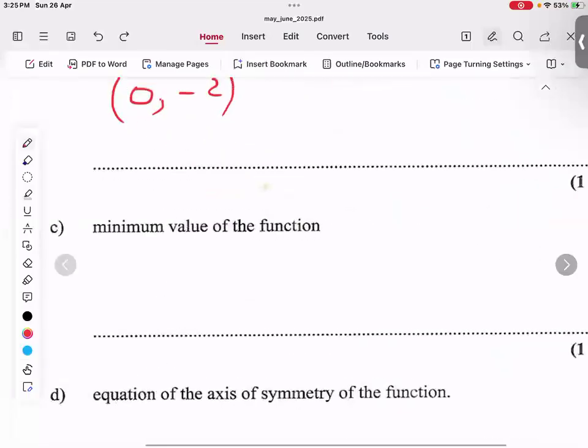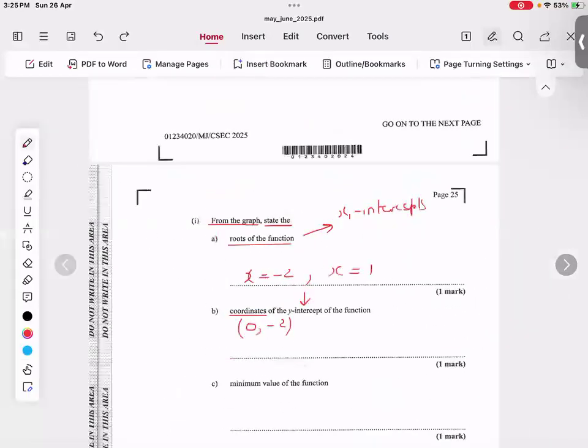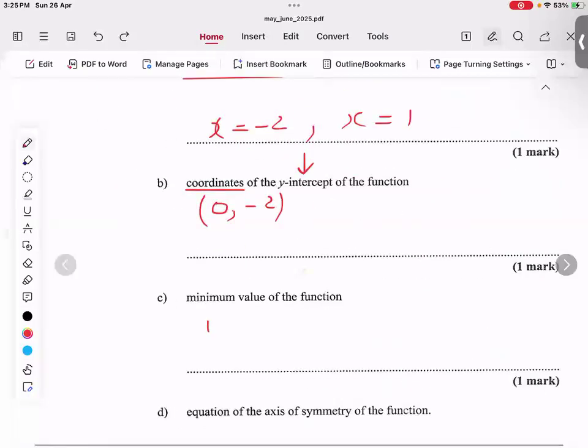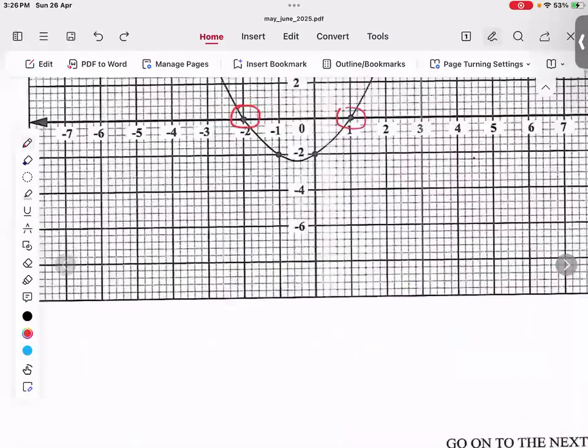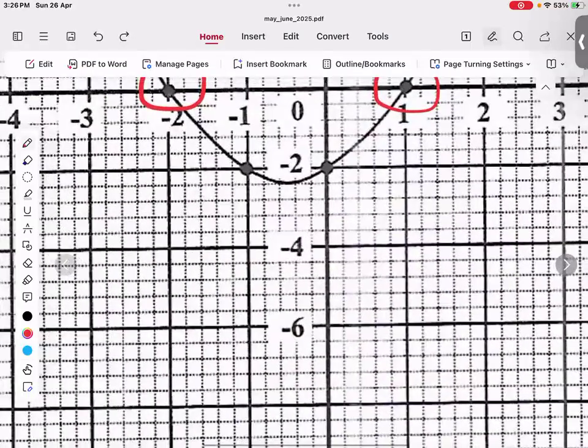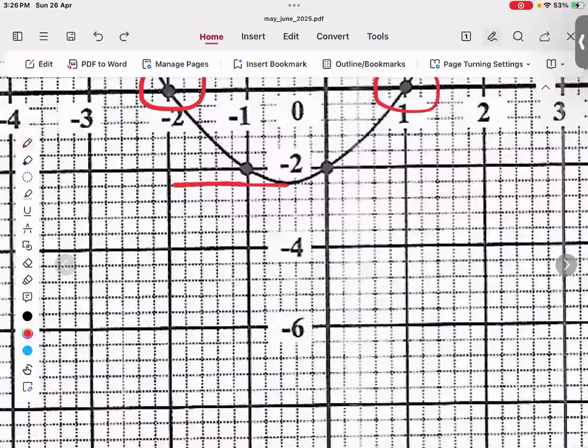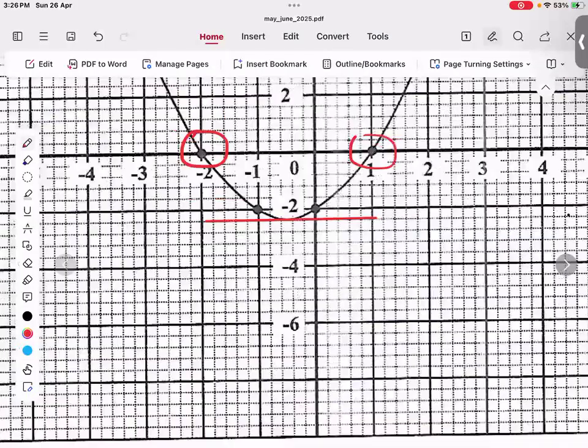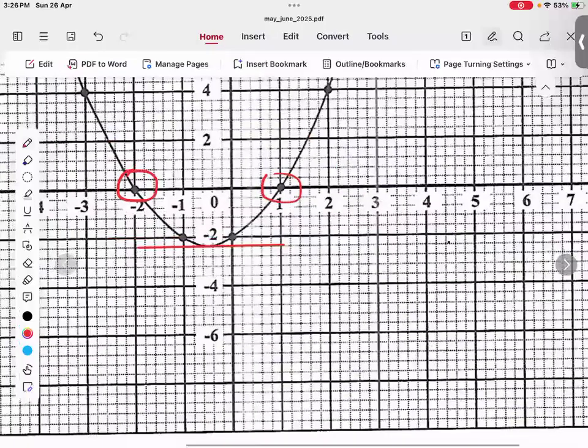All right, minimum value of the function. So from the graph, nobody use any formula. Some of you know the formula for k. Don't use it, you will not get any points. It specifically says from the graph. So look at the graph now, that little part right there. So watch me now. What number is that? You have to read the graph properly. Read the scale.